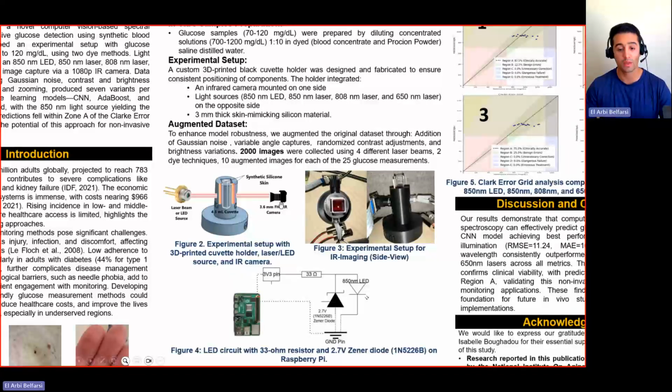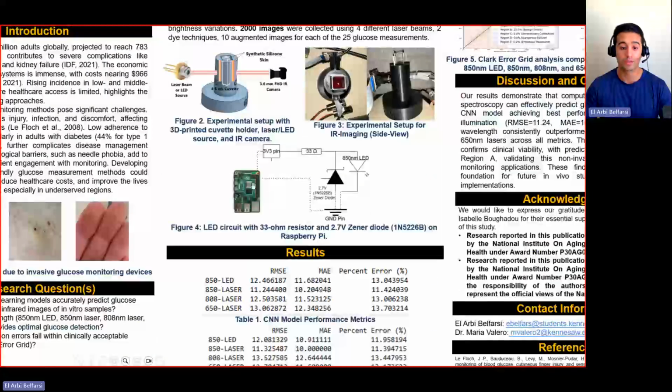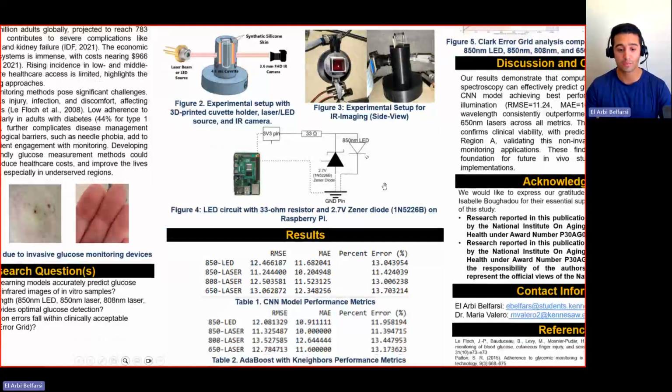And then we have an infrared camera on one side and the laser beam or LED source on the other side. The circuit design consists of a Raspberry Pi that provides a 3.3 volt supply that connects to a resistor, a Zener diode for voltage regulation, and finally the light source, whether it's LED or lasers.